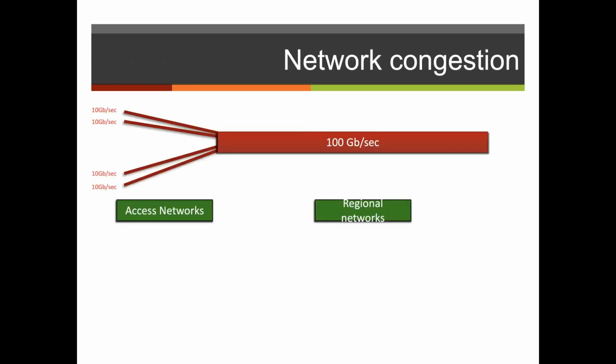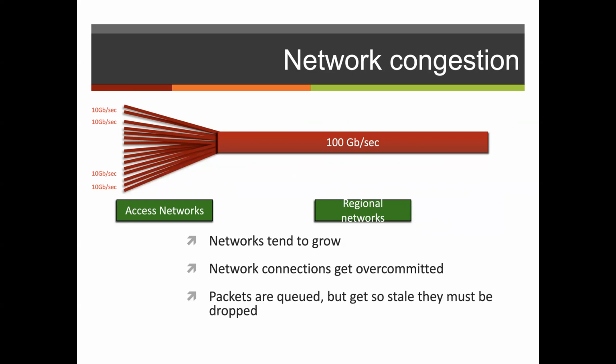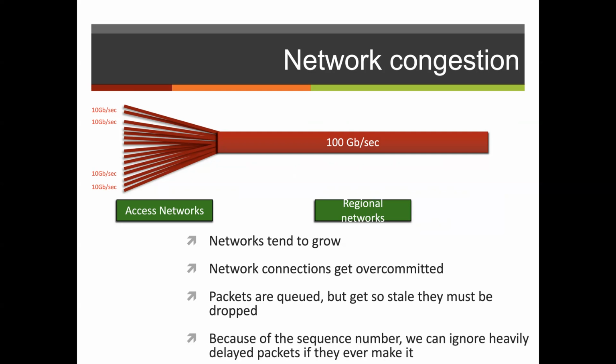Queuing delays are going to be a result of network congestion. And so we can have our access networks that are utilized to access a regional network. And so networks tend to grow as more and more users are added. And this can result in some congestion. And that means that the network connections get overcommitted because you have more and more users that are simply being added. And so packets are queued, but they don't get put onto the network, so they are dropped. But because of the sequence number, we can ignore heavily delayed packets if they ever make it.